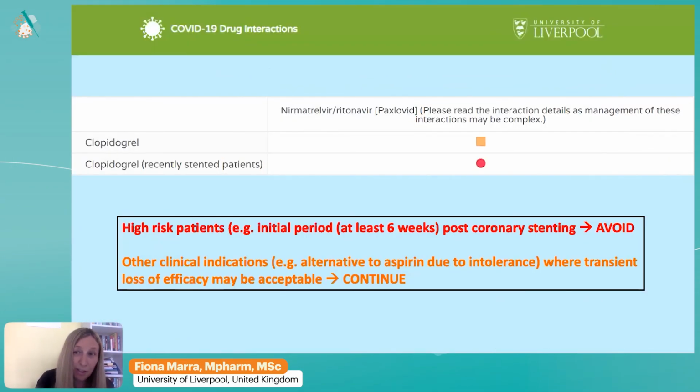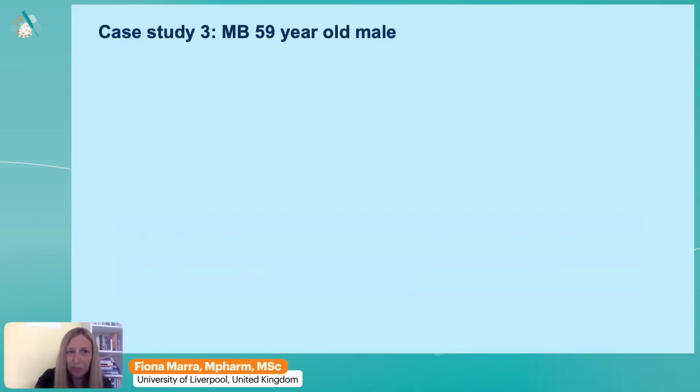And that goes back to our recommendations then for Paxlovid, where in recently stented patients, we have advised against using Clopidogrel. However, in patients who are prescribed Clopidogrel for other reasons, such as aspirin intolerance perhaps, where a transient loss of efficacy might be acceptable, then we've put that as an amber so that you can consider continuing. So just to explain the difference there.